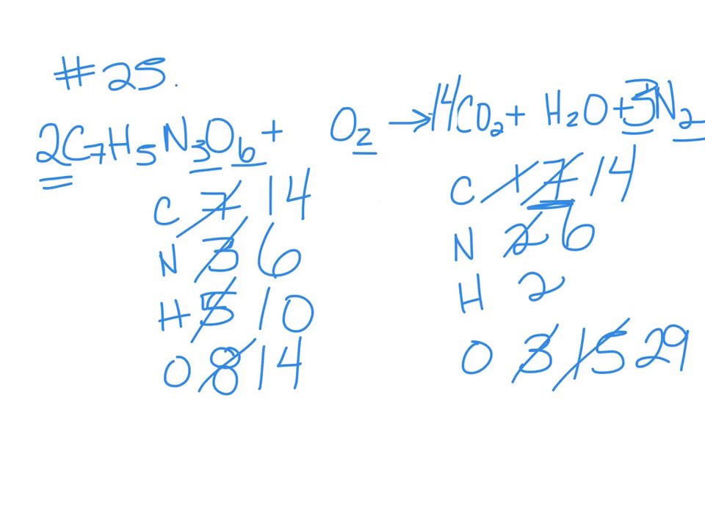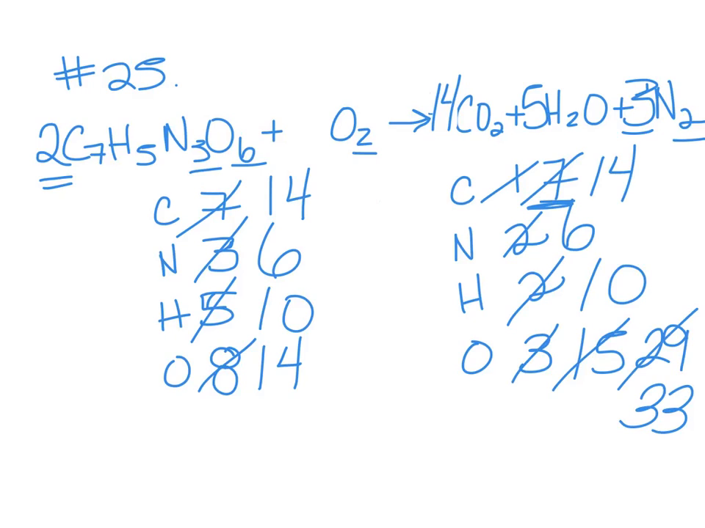Now that my carbons and my nitrogens are balanced out on each side, it's time to do my hydrogens. I have 10 hydrogens on my left side. 2 times 5 gives me 10. It looks like I have an easy fix here. If I just put a 5 in front of my water compound here, 5 times 2 gives me 10. And then I just have to do a recount of my oxygen. So I have 14 times 2 is 28, plus 5 gives me 33. Whoops. So my new count on that side is now going to be 33.